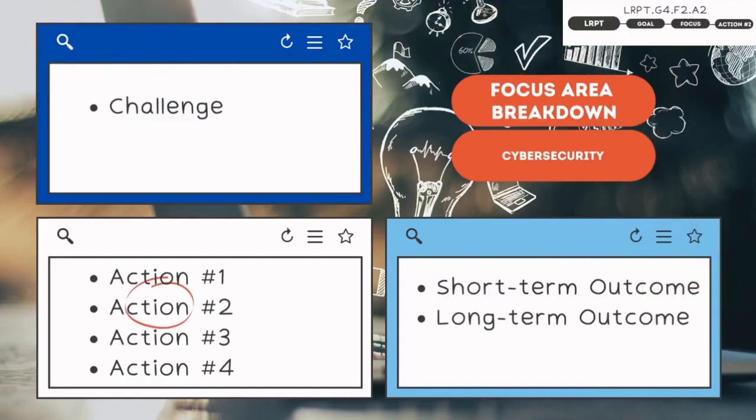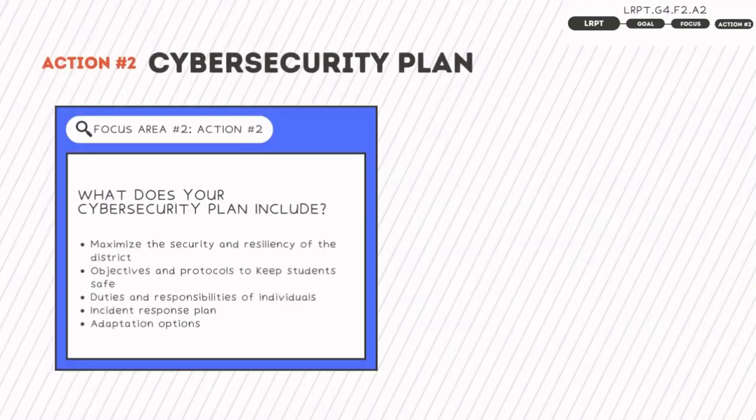Let's move on to action number 2. A cybersecurity plan designed to maximize the security and resiliency of the district. This plan establishes a set of objectives and protocols to help keep your students safe.